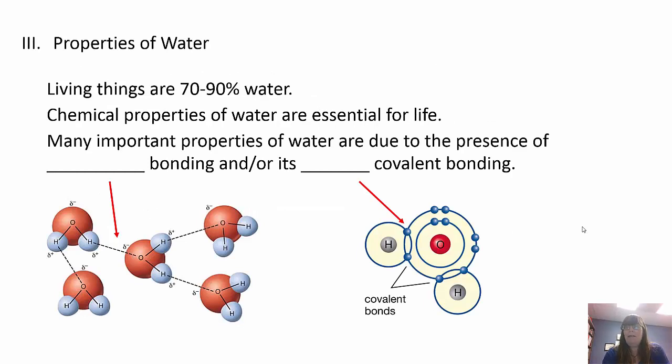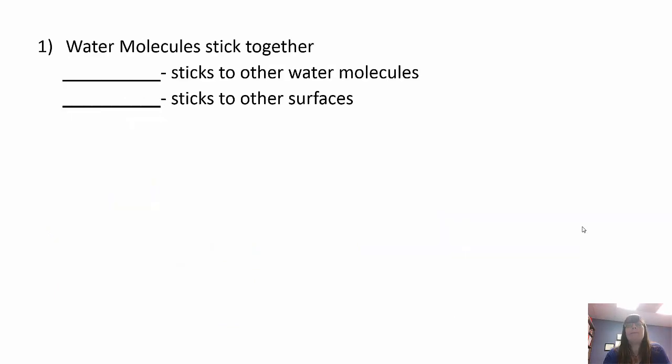Water. Living things are 70 to 90% water. So the chemical properties of water are essential for life. A lot of the properties of water are due to the fact that we have hydrogen bonding between the water molecules and polar covalent bonding within the water molecule.